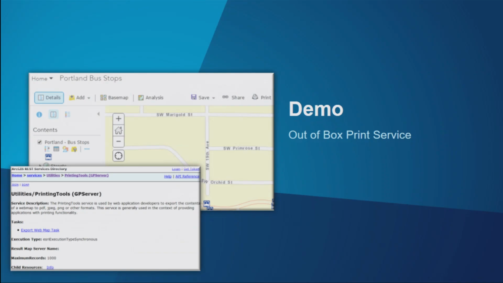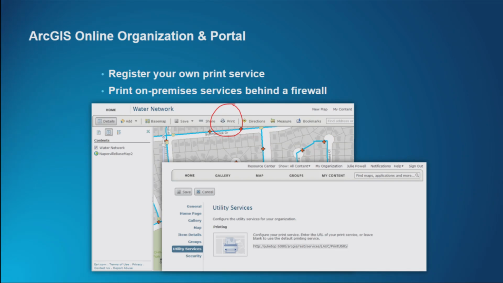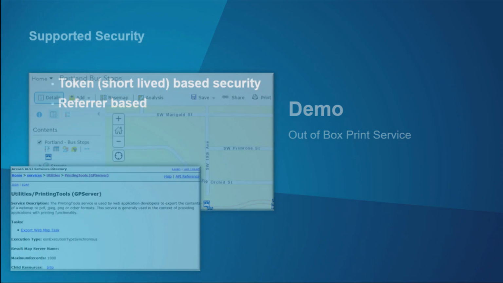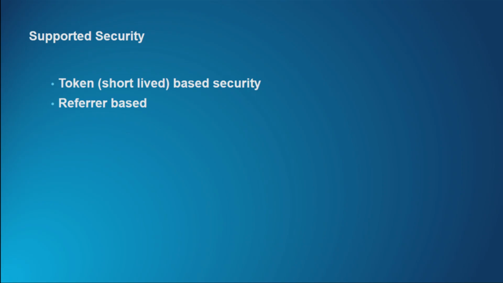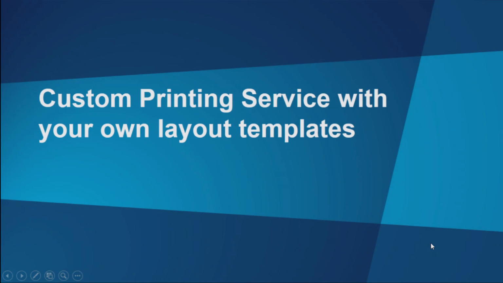All right. So that was the out-of-the-box print service, the one that's deployed with ArcGIS Server by default. Oops, went backwards instead of forwards. One thing to keep in mind is supported security types for services. And primarily when we're dealing with ArcGIS services, you're going to get token-based, short-lived token-based security by default, and that, of course, works with the print service. We also have referer-based security used in ArcGIS Online, and that will work as well. And those are the primary security types supported for your services in the print service.